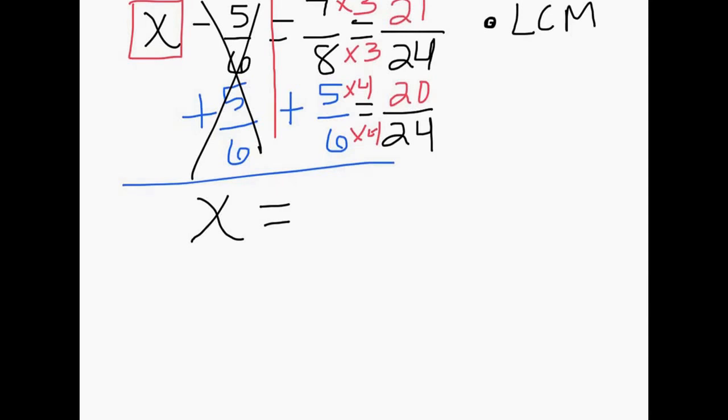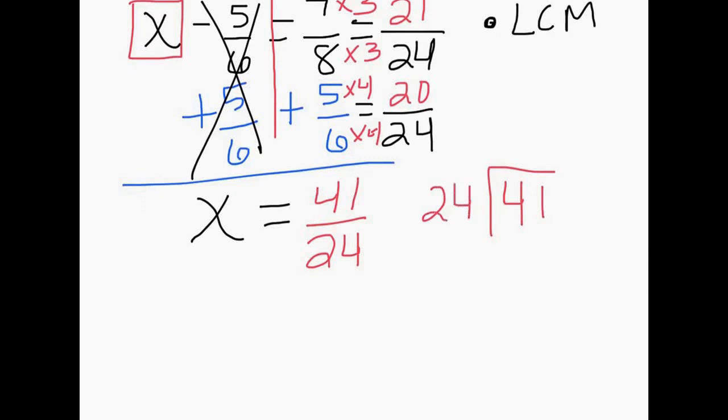Now you have like denominators, so you can add your fractions. When you add those fractions, you get 41 over 24. We all know that's an improper fraction because the numerator is bigger than the denominator. When the numerator is bigger than the denominator, you need to divide. To divide those, you push it over, and 41 becomes your dividend. 24 becomes your divisor. 24 goes into 41 one time, which equals 24 when you multiply.